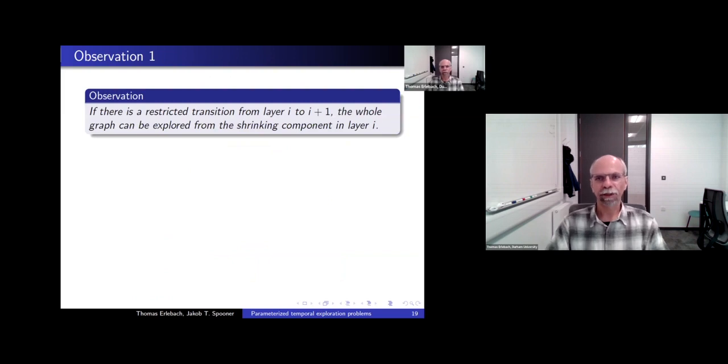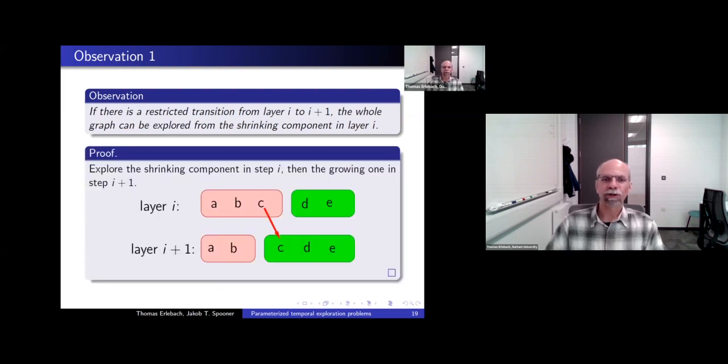And now let's have 3 observations. If we have such a restricted transition from layer i to i+1, and in layer i we are in the shrinking component, then we can explore everything. Because if in layer i we are in the shrinking component, that means we explore that whole component, then we can move from the shrinking component into the other component in layer i+1 and visit everything there. So in these 2 steps, we visit everything. Because the shrinking component loses one vertex, that vertex must go into the growing component, so it's possible to make that transition.